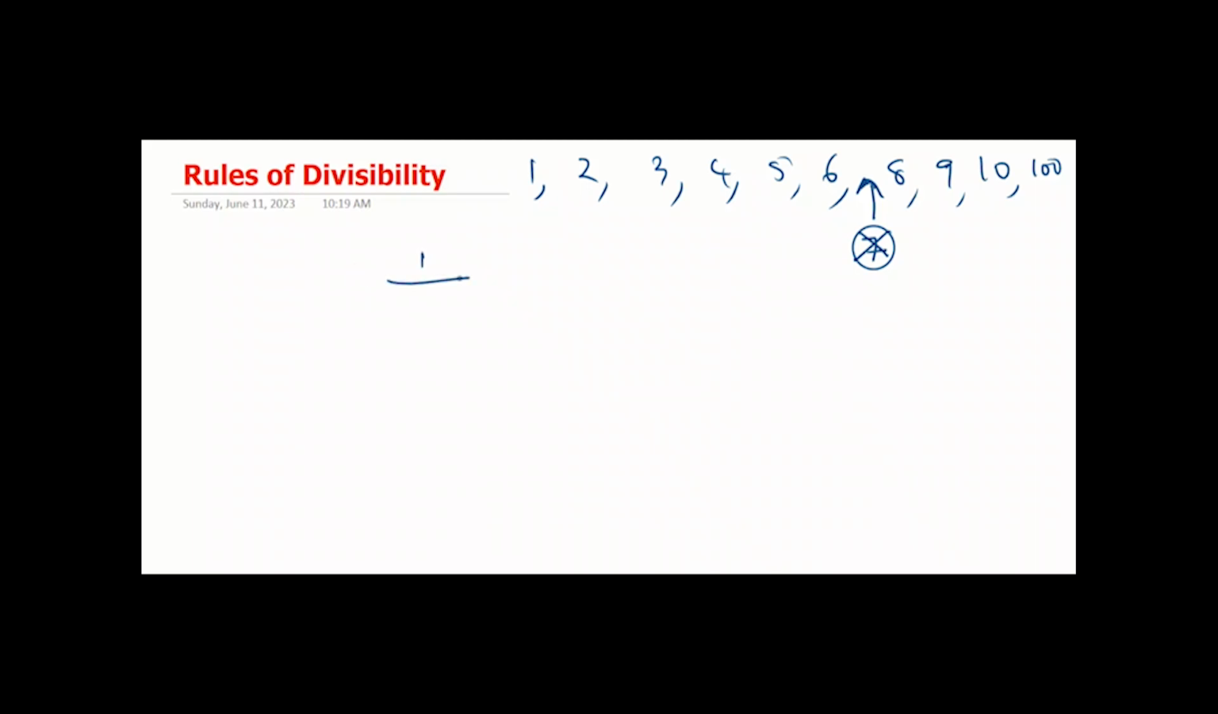Rule of divisibility of 1: all numbers are divisible by 1. So 3 into 1 will be 3. If you say 5 by 1, you still get 5. If you say 20 by 1, you still get 20. So all numbers are divisible by 1. That is pretty simple and cool.